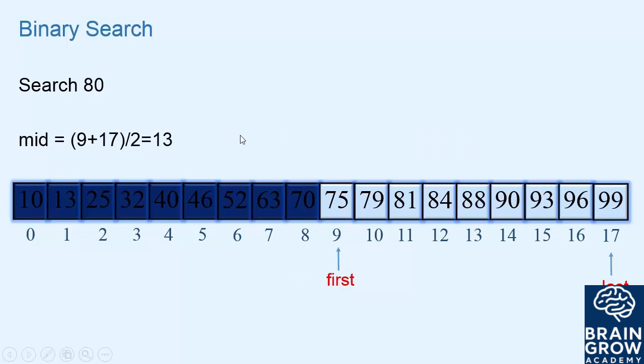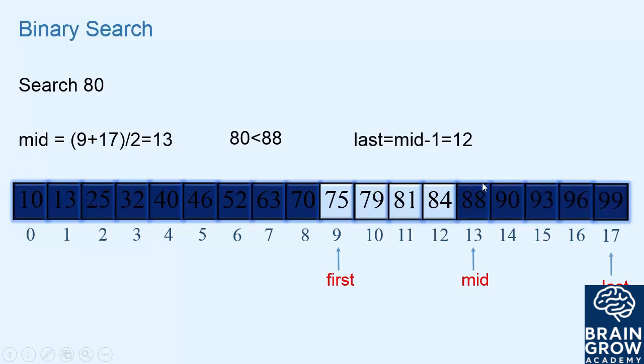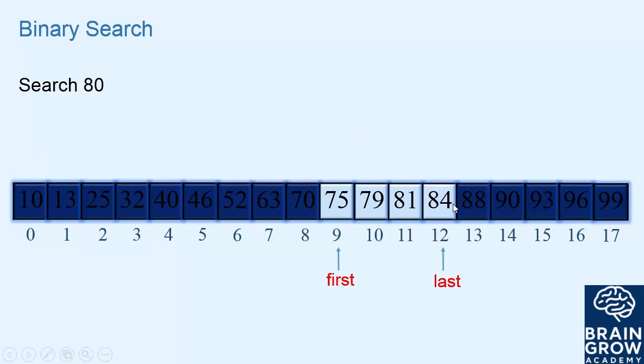We calculate the value of mid. This is mid. Now 80 is less than 88. So we have to search in this left half. We'll ignore this middle element and the right half. And we'll update the value of last. So last is now equal to 12. We have to search in this subarray. So again we calculate the value of mid. Mid is equal to 10. Now 80 is greater than 79. So we have to search in the right half. So we'll ignore this left half and this middle element.